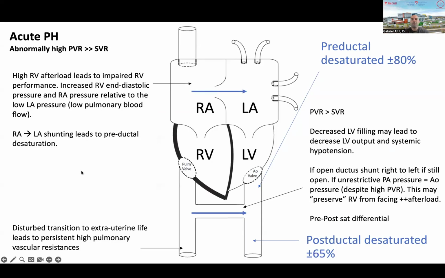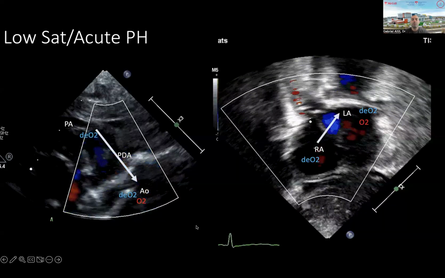Acute PH can also happen in prematurity. I don't want to go into the controversy about how to manage INO in these patients, because that could be a talk on its own. But typically, these are patients with high PVR that have a right to left shunt, at both the atrial and ductal level. And so they can be quite desaturated and blue.